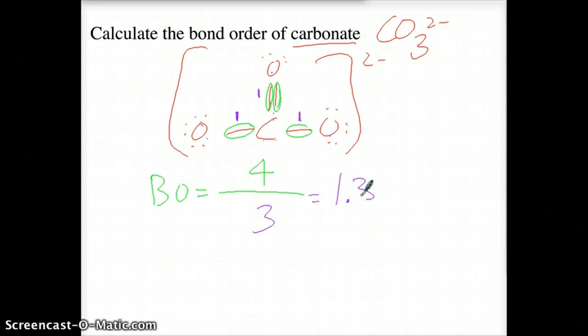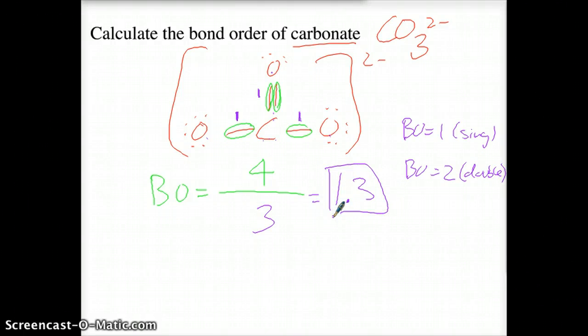What does that mean? What's the significance of that number? We know that a bond order of 1 is a single bond. And a bond order of 2 is equal to a double bond. So if we were asked to figure out how long these bonds are, on average, the bond length in carbonate is about 1.3. So it's slightly shorter than a double bond, but longer than a single.